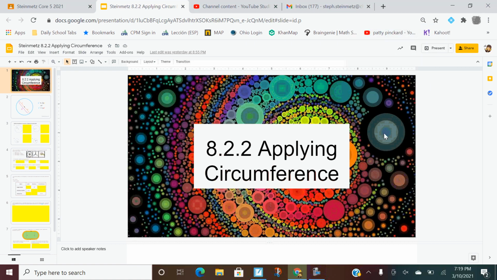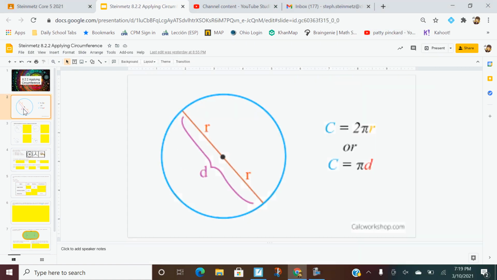All right, here is the video on applying circumference. So first, let's talk about the circumference formulas. There are two of them. One of them is circumference equals 2 times pi times radius, or circumference equals pi times diameter.